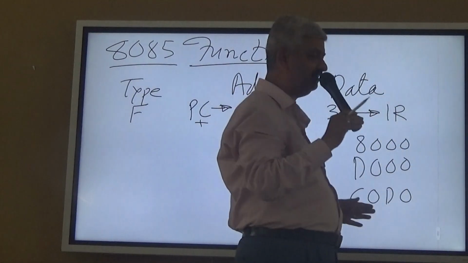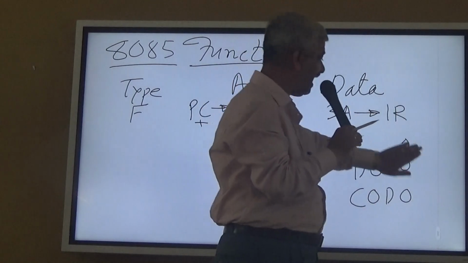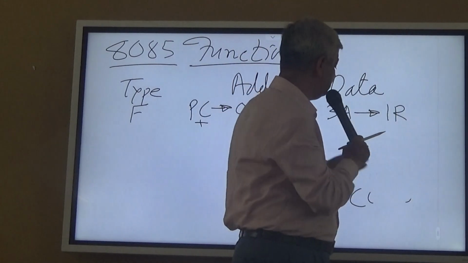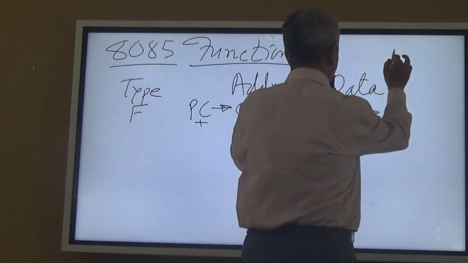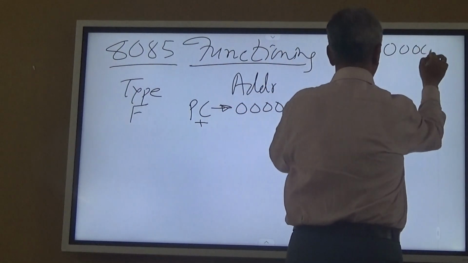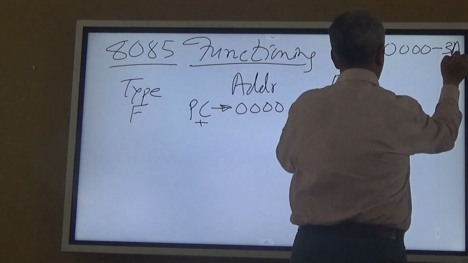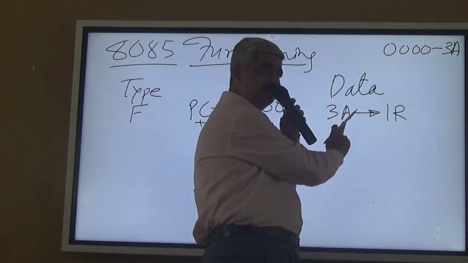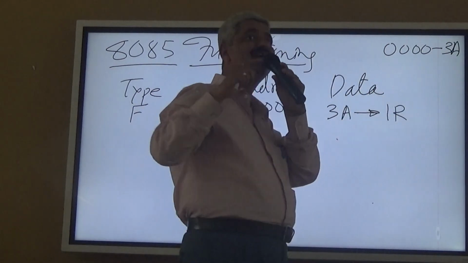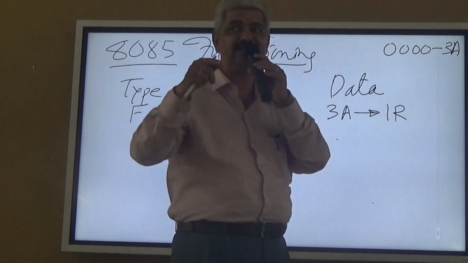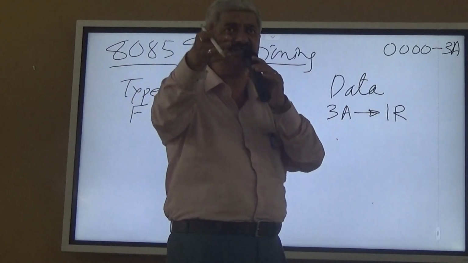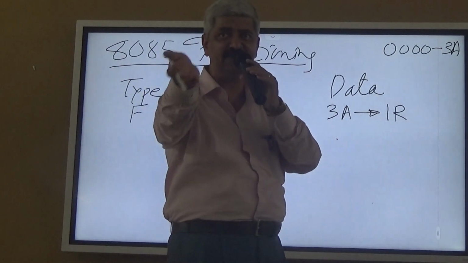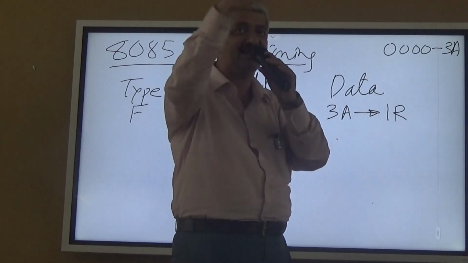There is a convention that, so what is there at address 0 in memory? At address 0 in memory there is 3A. 0000 contains 3A, which has now come to the instruction register. Then the next 2 bytes are specified at the next 2 locations, and the convention followed by 8085 is low byte first and higher byte next.